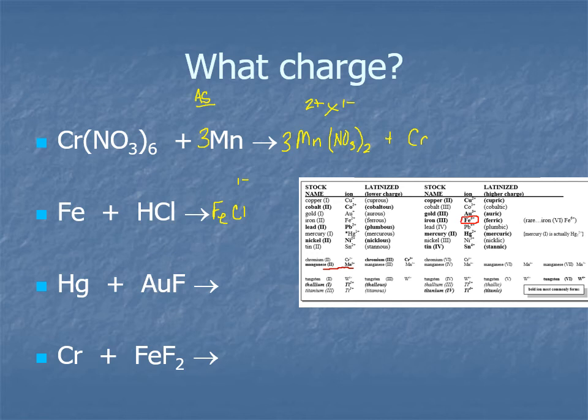And so if I had to guess, I would guess a 3 positive charge. They will not balance, so I crisscross. So FeCl3.